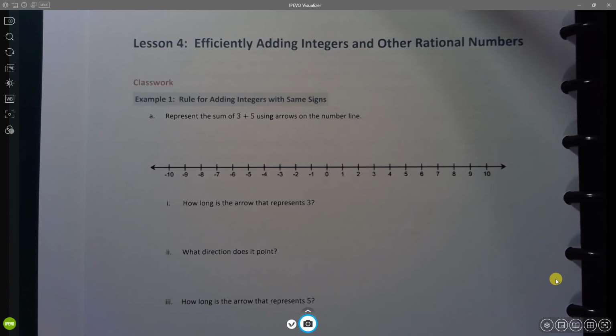I'm not going to go over the classwork example 1 because this is something that I believe you can do. We will discuss this tomorrow morning in class, so you better be prepared and have your answers.